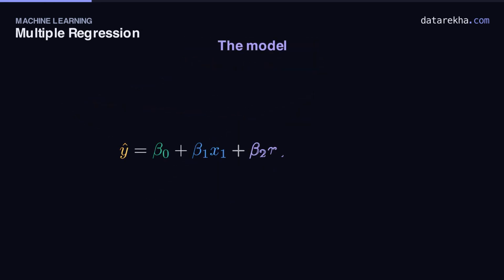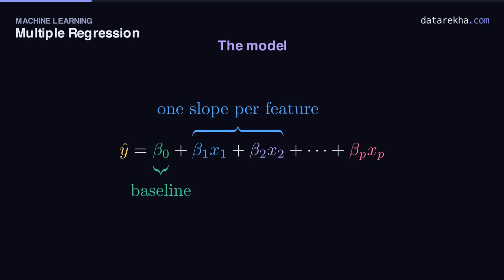Here it is in symbols. Our prediction, y hat, is an intercept beta naught, plus beta 1 times the first feature, plus beta 2 times the second, and so on. One weight for each of the p features. Beta naught is the baseline, the prediction when every feature is 0. And each beta j is a slope in its own direction. How much y hat moves when that one feature climbs by 1 unit.